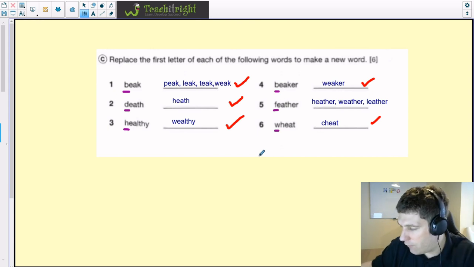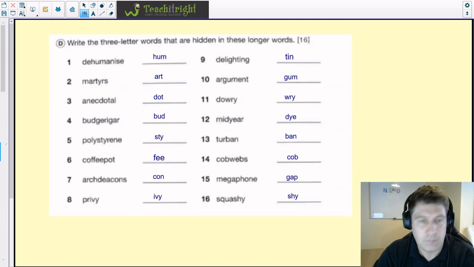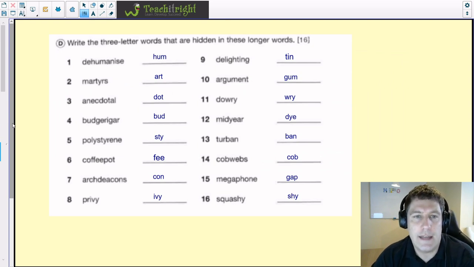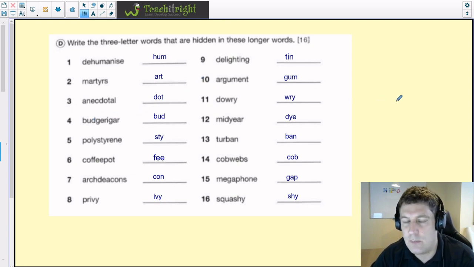So that's the end of the first page. Let's turn over now and see how you fared on page 4. At the top of page 4, you had to find the 3-letter words that are hidden inside these longer words. So again, I'm just going to leave that on the screen. This might be a point for you to pause the video.